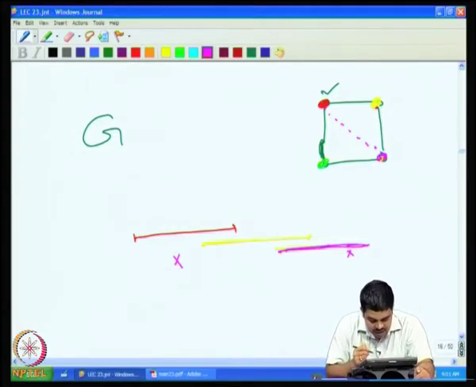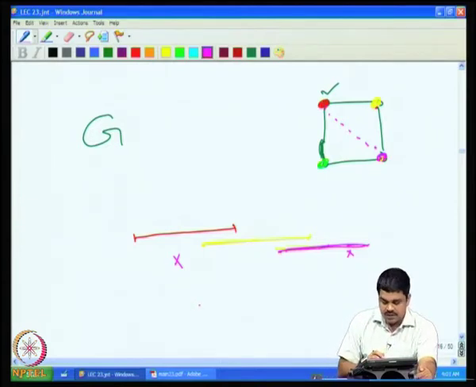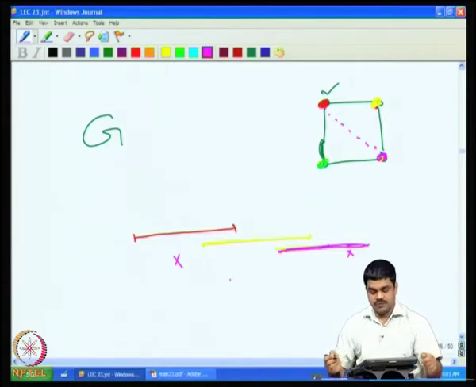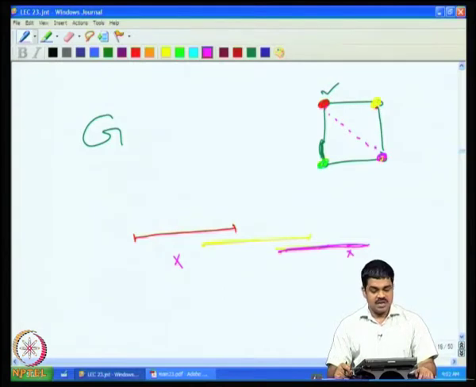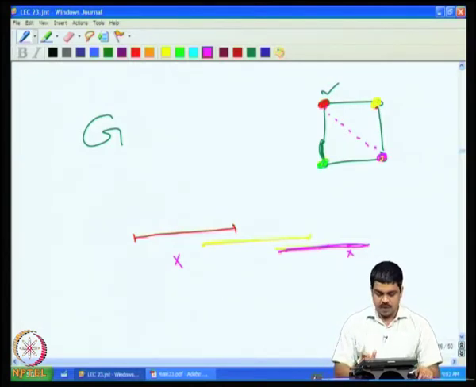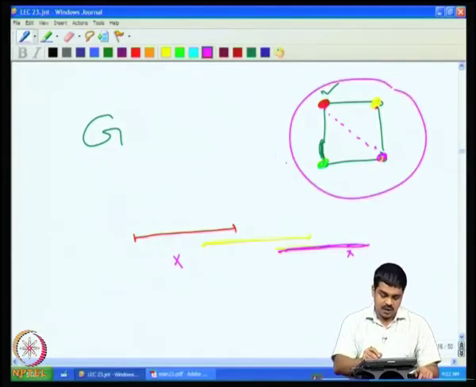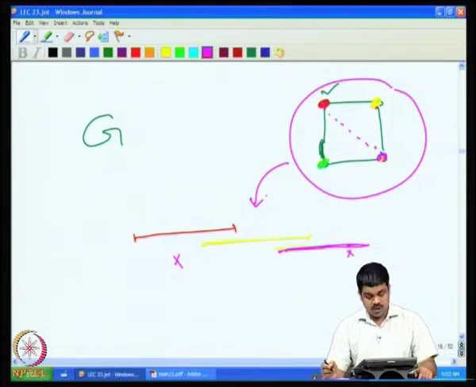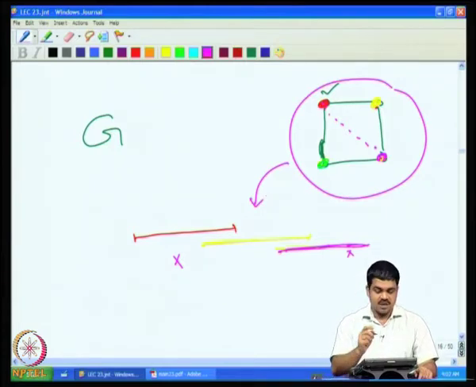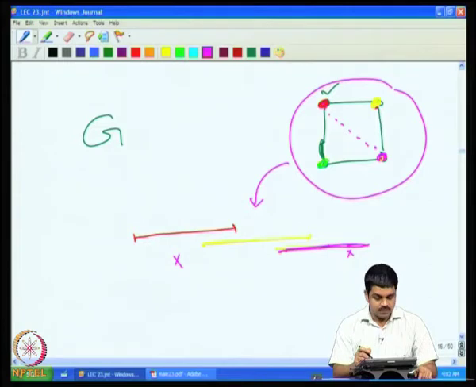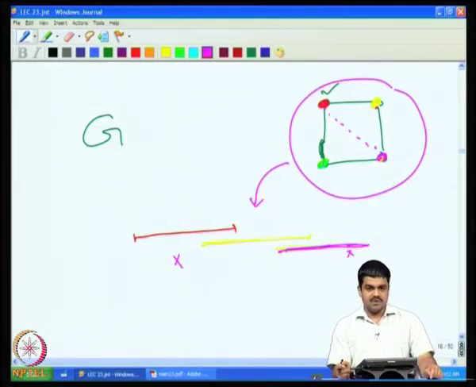Of course, a little non-rigorous argument, but you can see that it is not possible. I will encourage the students to come up with a very rigorous argument for this. But you see, this graph cannot be converted to a family of interval graphs such that this becomes the intersection graph of that, right. So, therefore, you see there are graphs which are not interval graphs.